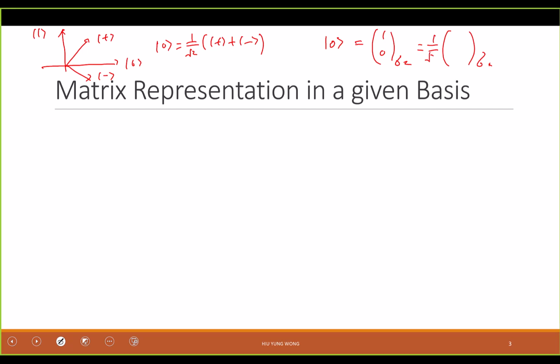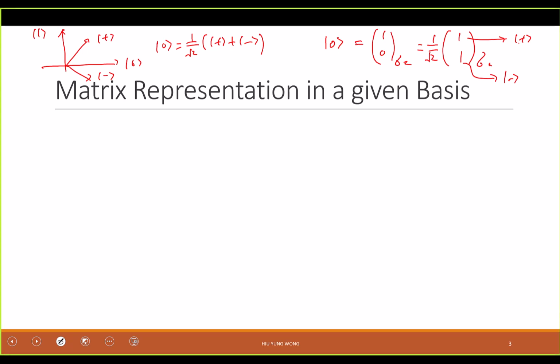1 by root 2, 1, and then 1. Very good, because this is talking about I have one component of plus and one component of minus. You know this already, we talked about this earlier. But how about for the matrix? What is the easy way to write this?